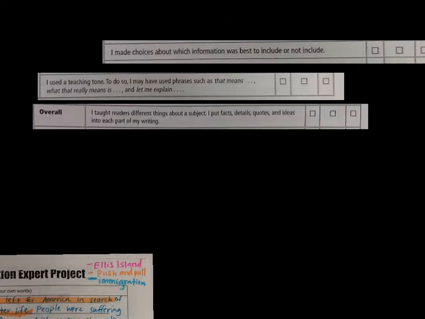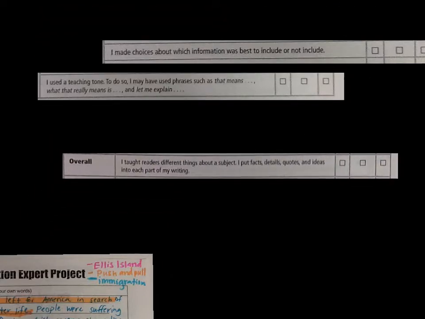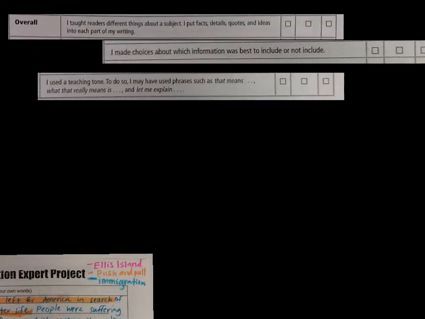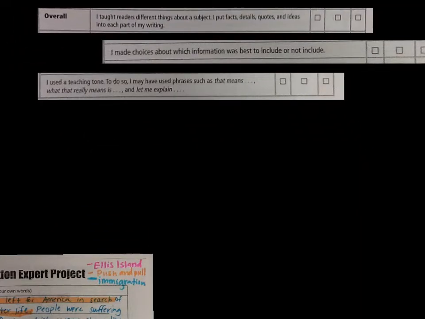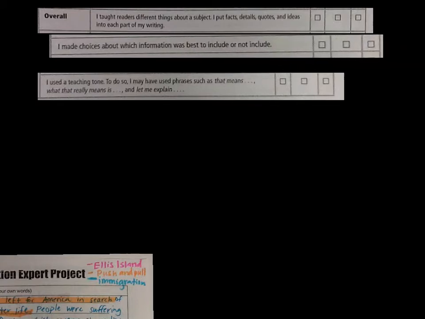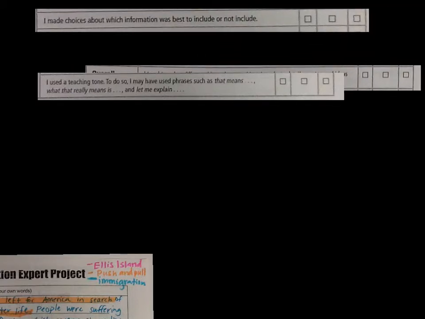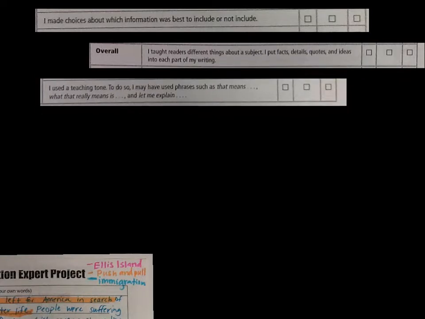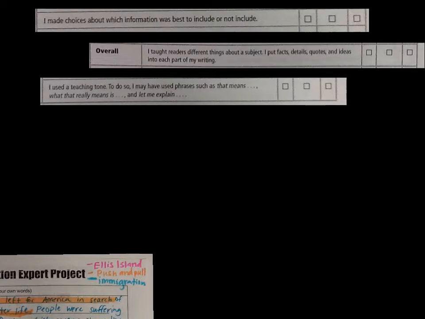First of all, we know from our checklist that overall our writing must teach readers different things about a subject. I would put facts, details, quotes, and ideas into each part of my writing. We also know that we need to make choices about which information was best to include and which stuff we don't really need to include. And finally, we need to use our teaching tone. To do so, I would use phrases such as "that means," or "what that really means," and "let me explain."